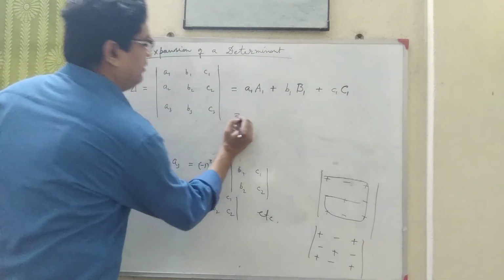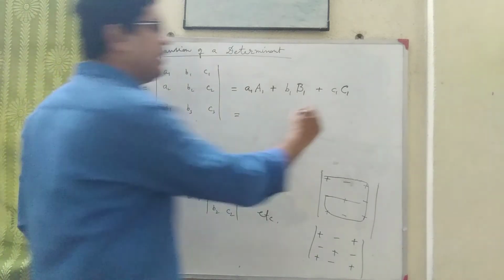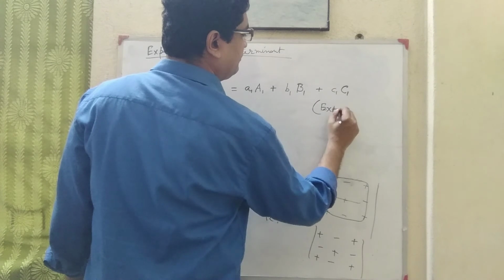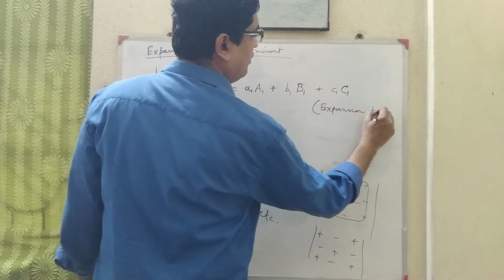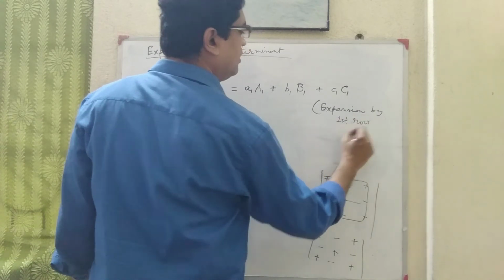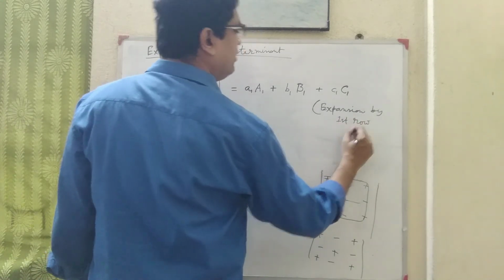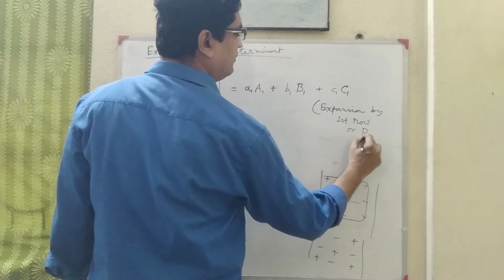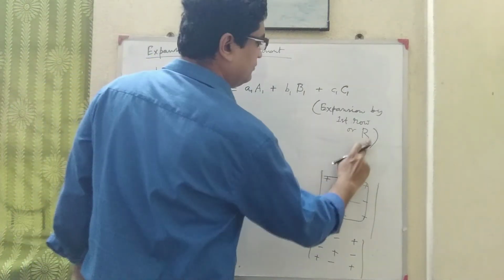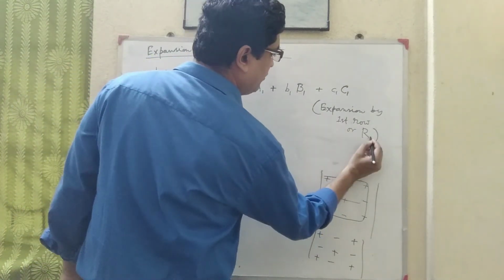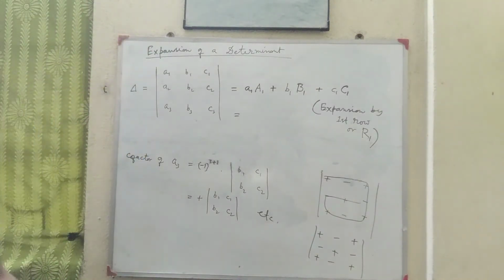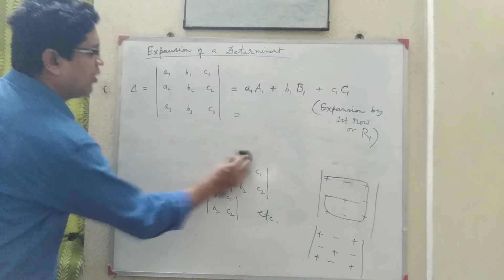Now, this is actually expansion by first row. The first row, in short, we write R1. R1 means first row. Next, we can also expand by any other row or column.